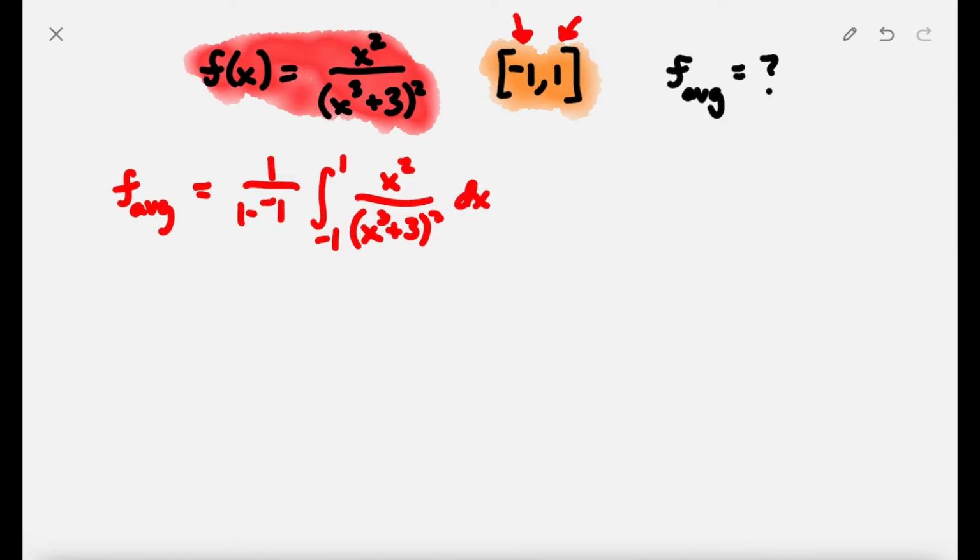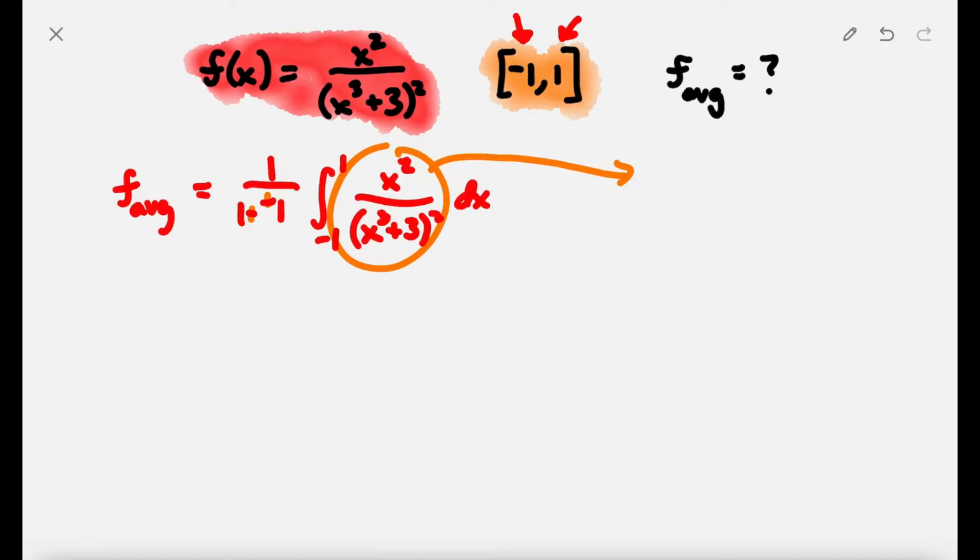Okay, now this 1 minus -1 is going to be 2, so 1 over 2, but we need to figure out the antiderivative of this part right here. And if you notice, none of the antiderivative rules that we use are able to actually solve this, so we need to use u substitution. As you can see, it follows the pattern for u substitution.